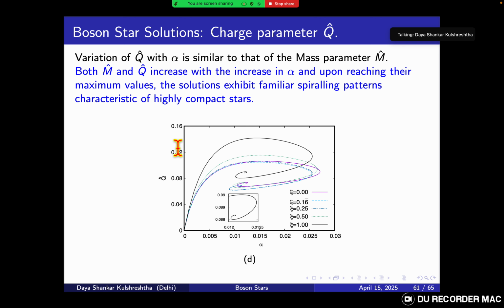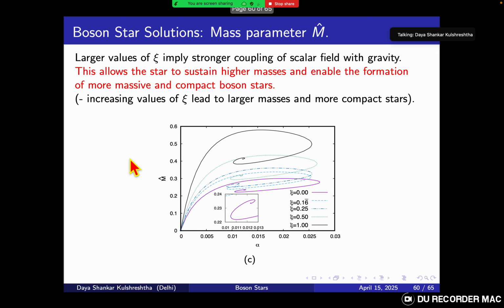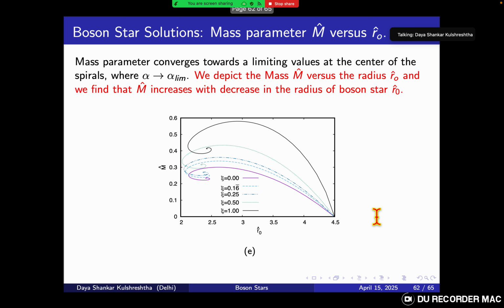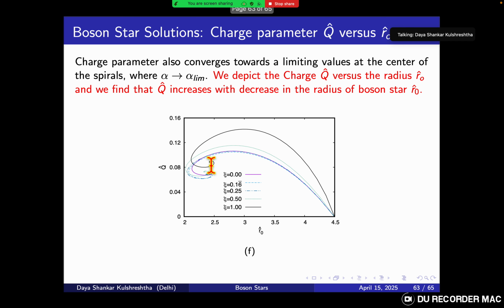And the charge parameter, the global charge of the boson star, also follows the same pattern as that of the mass. So a spiraling effect here after this limiting value of alpha, and prior to that it increases along with the increase in alpha. So this is mass with respect to radius. When you reduce the radius, the mass increases. You see, when you reduce the radius this way, the mass increases, or the other way around. And the same applies also to the charge of the boson star.